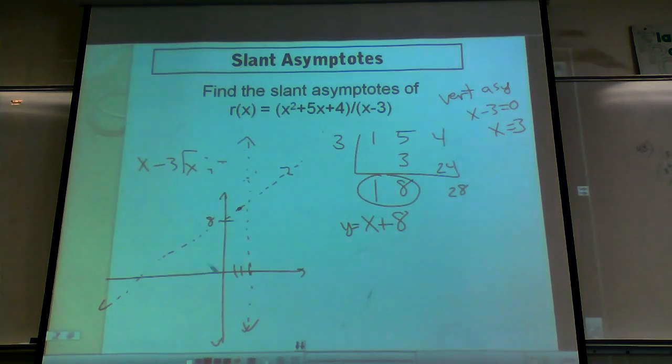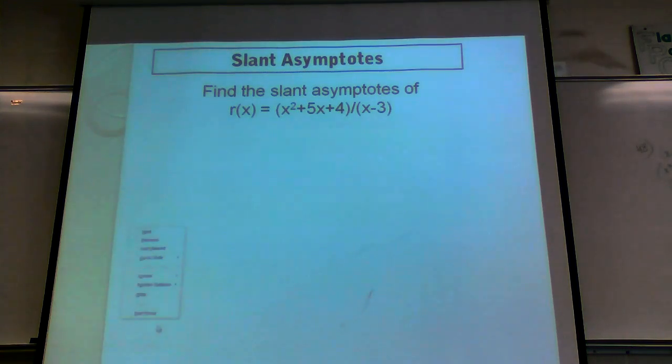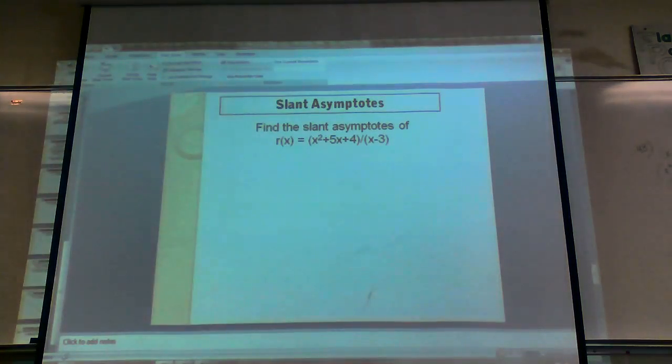All right, so here's the thing. I doubt anyone's going to sketch this without plugging it into the calculator. Okay? So, if you took that, guys. Don't you need to find the horizontal? No. All right?